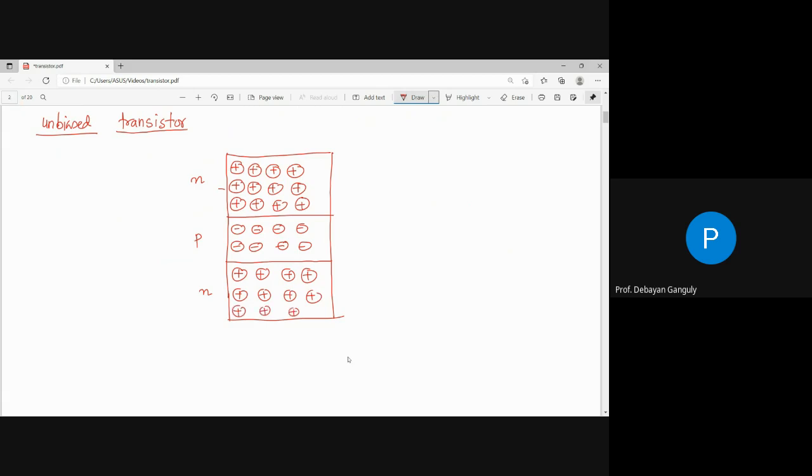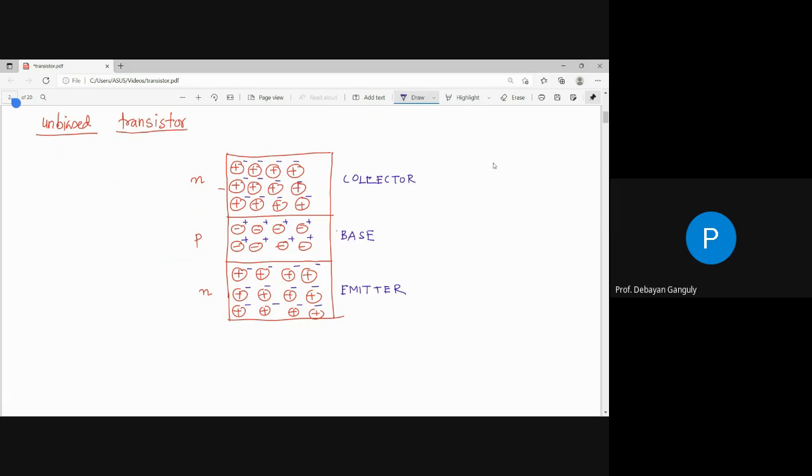Now you know already that there are free electrons. I can represent the free electrons by a different color. Inside, the free electrons are negative, and these are positive, the free holes. This side is named the collector. Why it is named so, we will see later. This middle portion is called the base, and this portion is called the emitter. By using these three, we are creating the transistor.